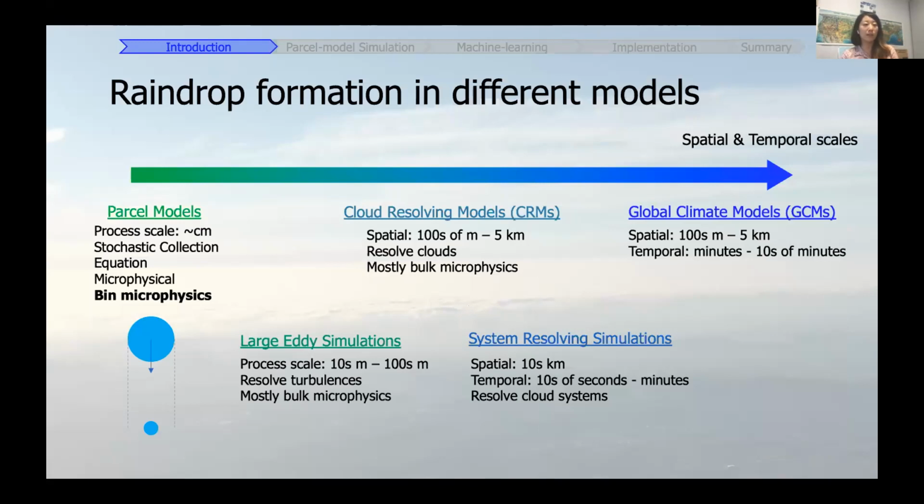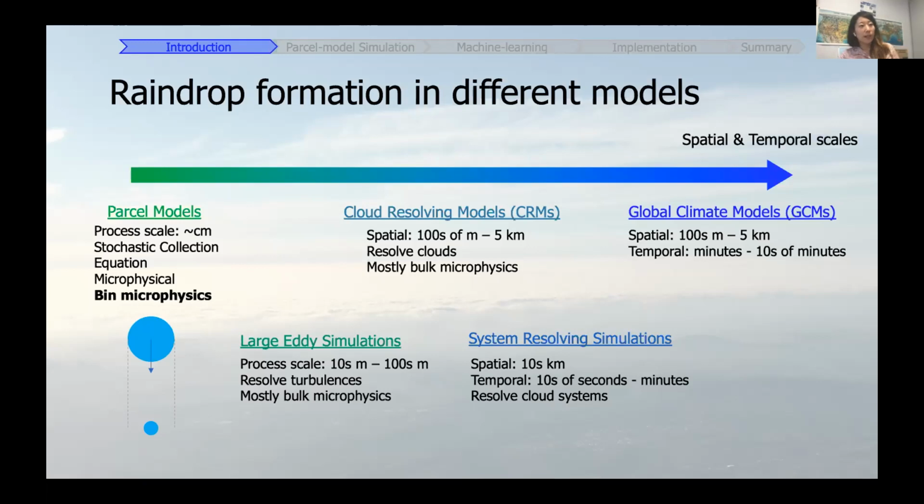So if you go to the next slide, I added 2 more simulations or models. A little coarser than cloud resolving models is cloud system resolving simulations, and also importantly, global climate models, GCMs. Their strength is the global coverage, of course, but at the same time, a lot of them cannot resolve convection, and convective clouds need to be, first of all, parameterized, and of course, the raindrop formation within those convective clouds needs to be roughly estimated and parameterized as well.